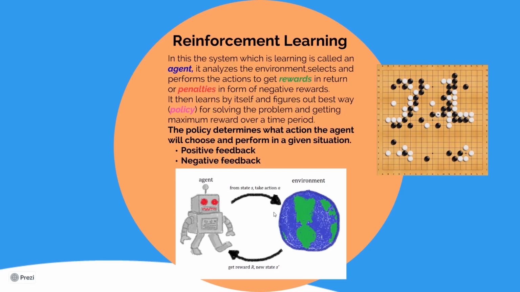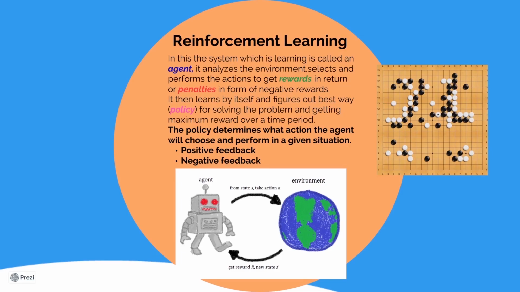And finally, after several retries, it figures out the best way, that is called the policy, for solving the problem, and we get the maximum reward by which the whole system improves. Mostly we see this in game development, and one of the documentaries that I would recommend you to watch is AlphaGo. This is the Go board, and the documentary is based on an AI system that plays this game and defeats the world champion Lee Sedol.